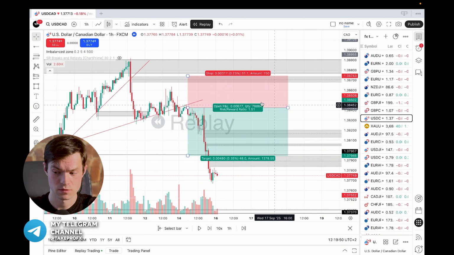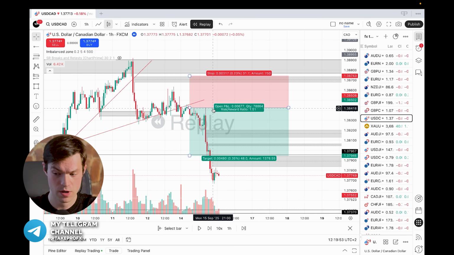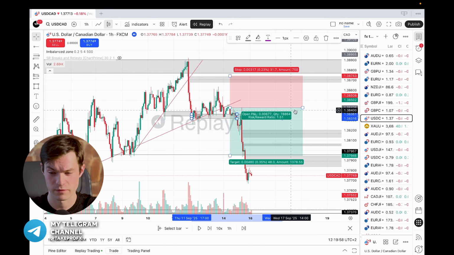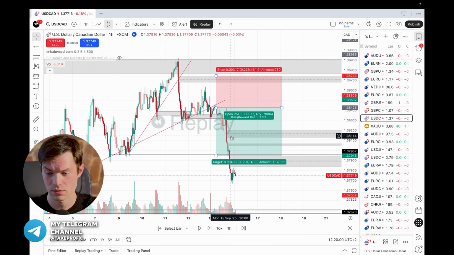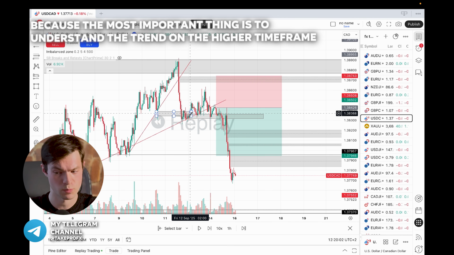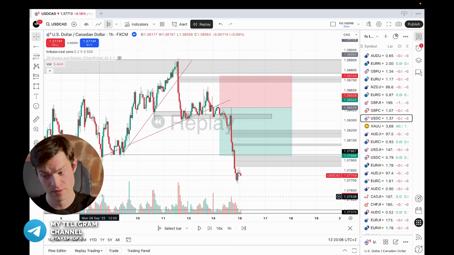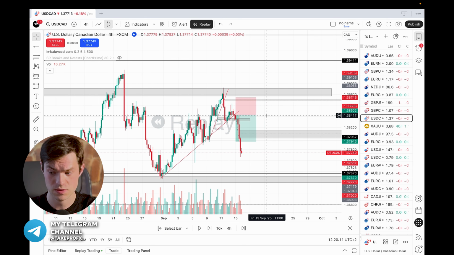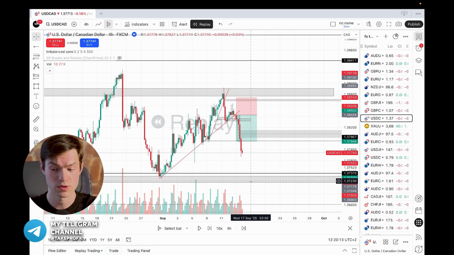Such a simple trade. We even had a retest of our entry point here. That is, in general, for any level, even for example from this broken level, you could enter. Because the most important thing is to understand the trend on the higher time frame. And on the higher time frame, we just realized that no breakout is planned, which means that we only have to wait for a move to the lower boundary.